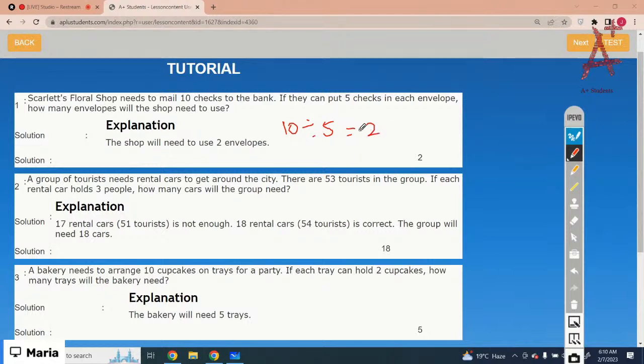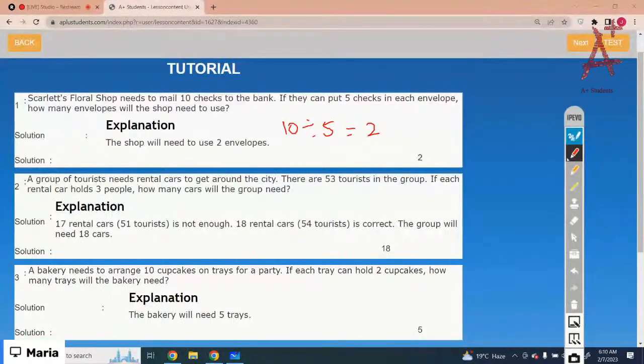5 times 2 is 10. Please just write the answer once. Please stop, just write the answer once. So that means the shop will need to use 2 envelopes.